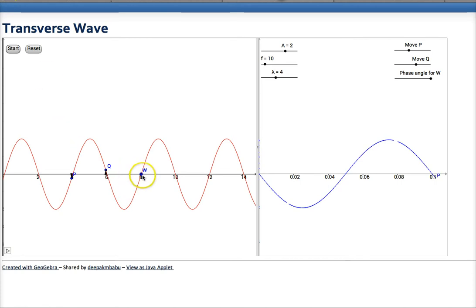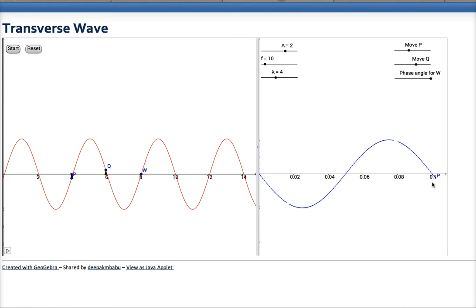How much has this wavefront traveled? It was at P. The front has traveled how many meters? It was at 4, it's now at 8. So the wave has traveled 4 meters in 0.1 seconds. Therefore, what is the velocity of the wave? Velocity equals distance by time. What do you get for velocity?